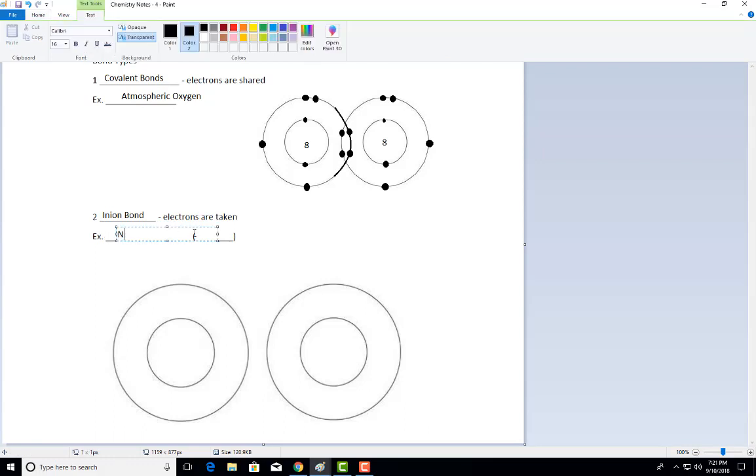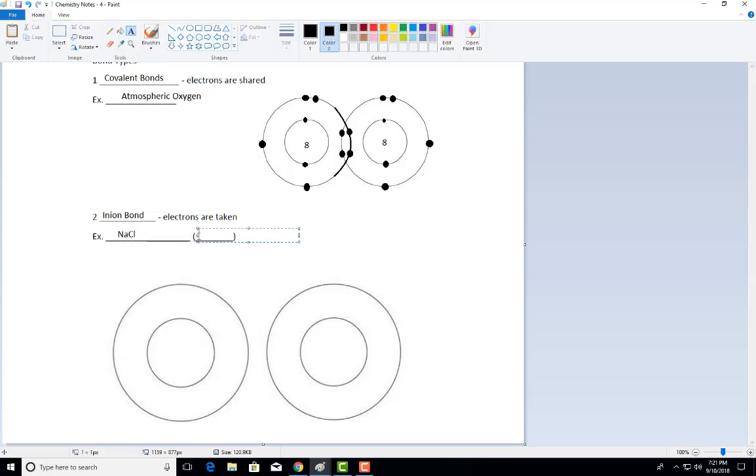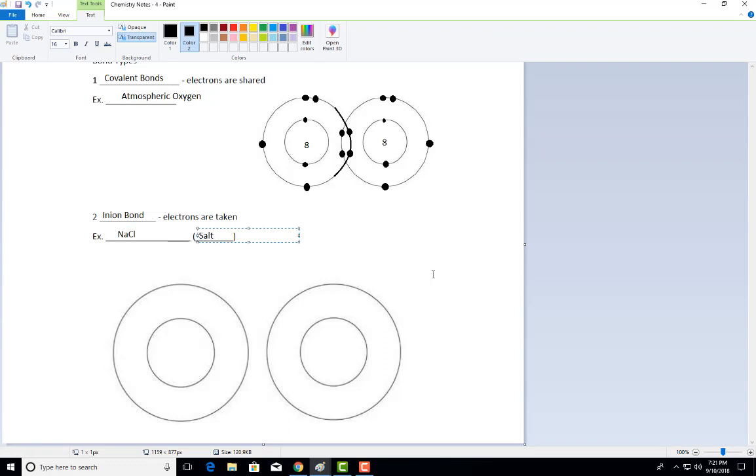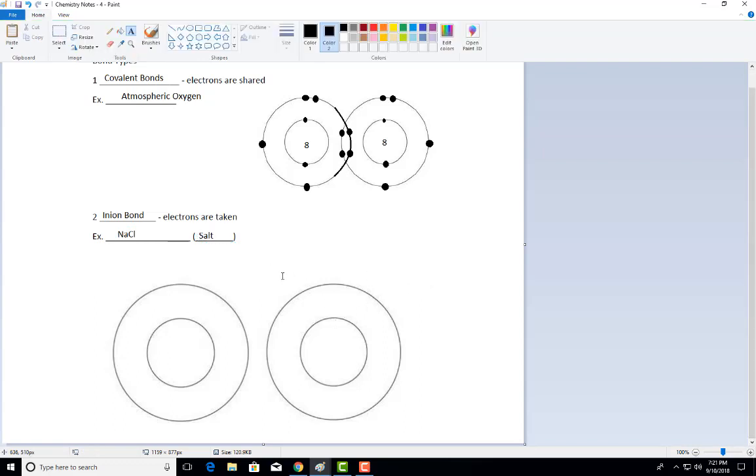This is our NaCl, right? And this is salt. And you've all seen salt before. Got to have it in our bodies for lots of different processes. So a lot of water has salt in it. Your sweat and your urine both have salts in them.